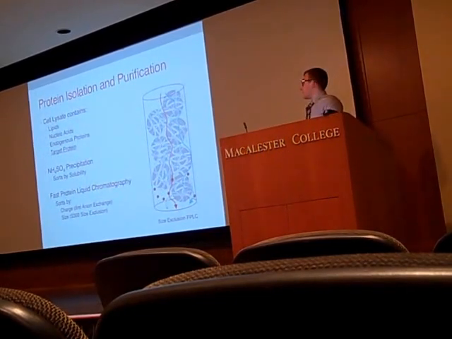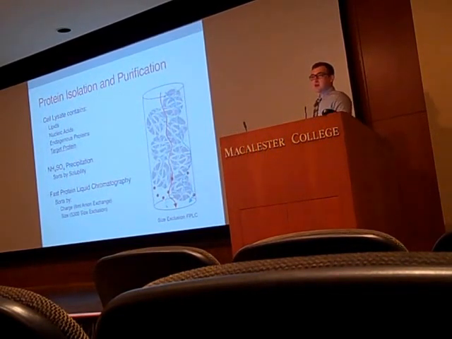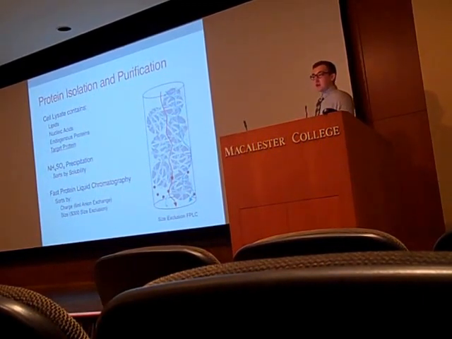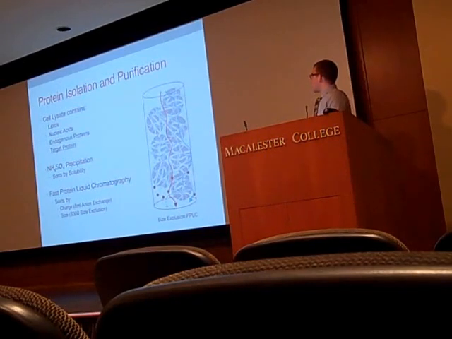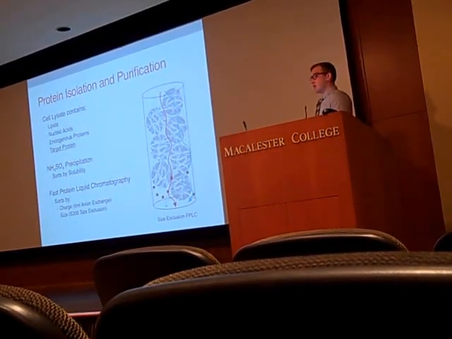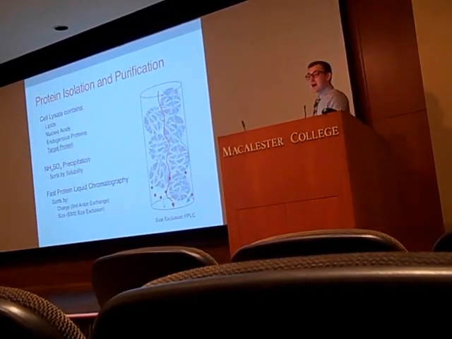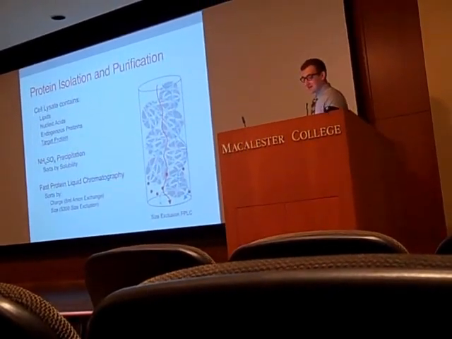The first is ammonium sulfate precipitation. This sorts the components based on their solubility in a high salt concentration. This removed most of the snotty debris from my solution, but I still had a mixture of proteins. So I used fast protein liquid chromatography, which allowed me to separate these different proteins based on their charge, using a 6 milliliter ion exchange column, and their size, using an S300 size exclusion column.